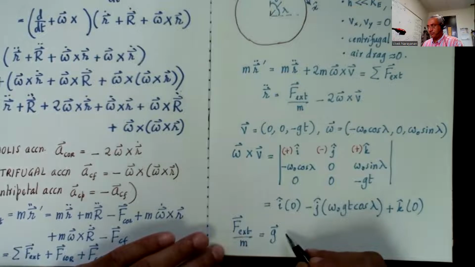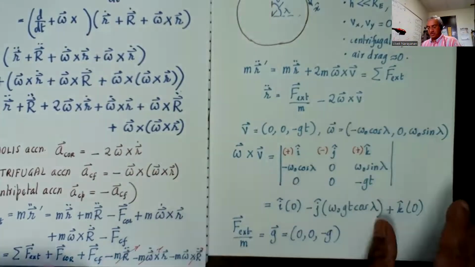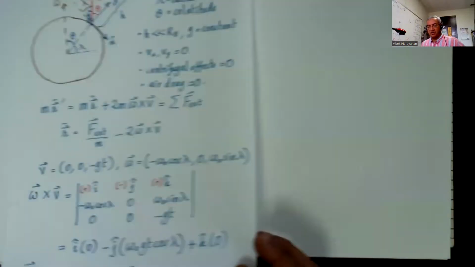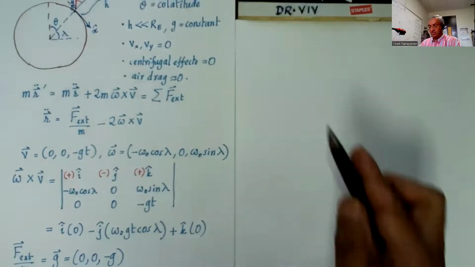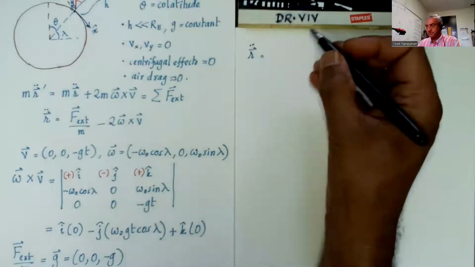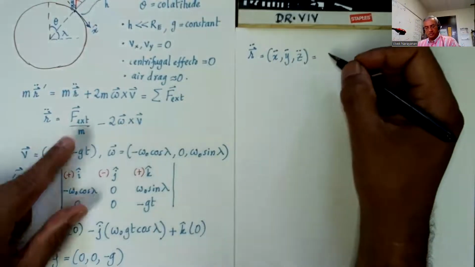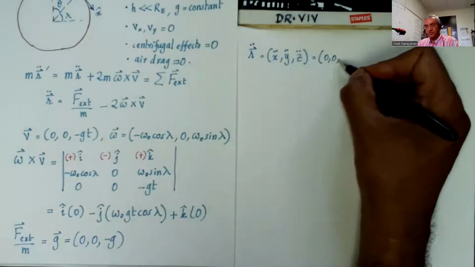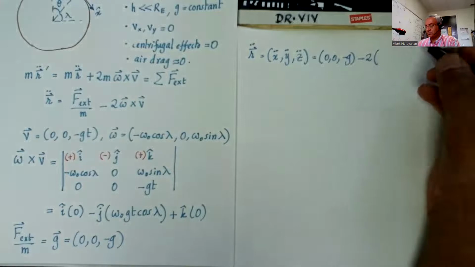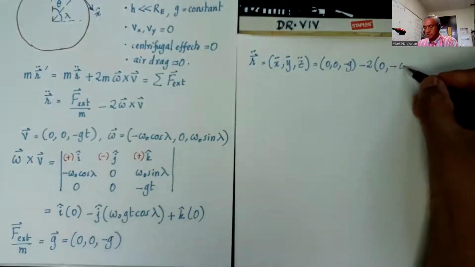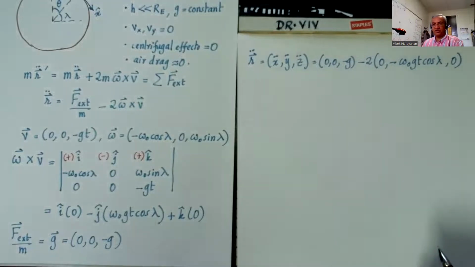Fx over m is just the external force of gravity, and that's 0, 0, negative g. All right, we are ready now to write this equation. R double dot, which stands for x double dot, y double dot, and z double dot, is equal to Fx over m, which is this, minus 2 times omega cross v, which is that. I'm using the ordered pair notation for vectors. It's easier to do in this case.